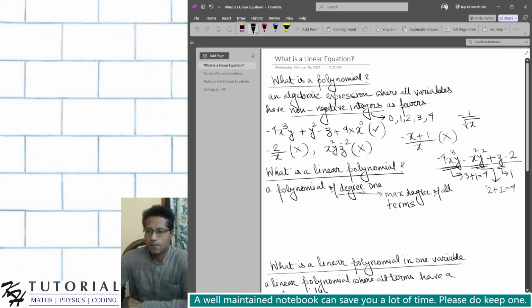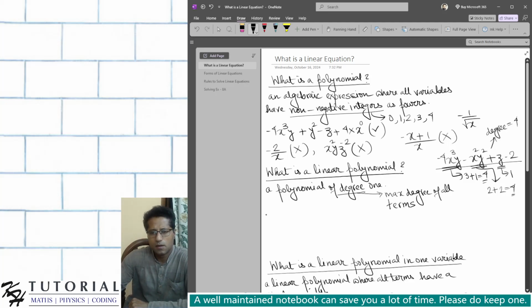So what is the maximum degree? We have two maximum degrees, 4 and 4. So the degree of this polynomial is 4, because we have two terms having the maximum degree, which is 4. So the degree of a polynomial is the maximum degree of all its terms. Now come back to the linear polynomial. A linear polynomial is a polynomial of degree 1.